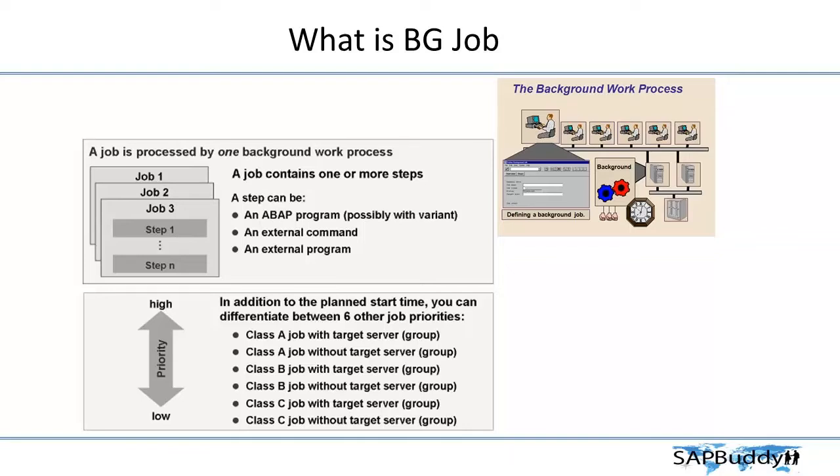Meaning to say, let's say we have three work processes. You have one class A job, one class B job and one class C job. It will allocate to class A first, class B second and class C third. Then they will all run simultaneously because the resources are already available. If the resources are not available, say you have three class A jobs and two class B jobs, first it will give all the three background work processes to the class A jobs. Once that is finished, it will give them to the class B jobs. Once that is finished, then it will go to the class C jobs. So based on these classes, it will keep allocating the work processes.